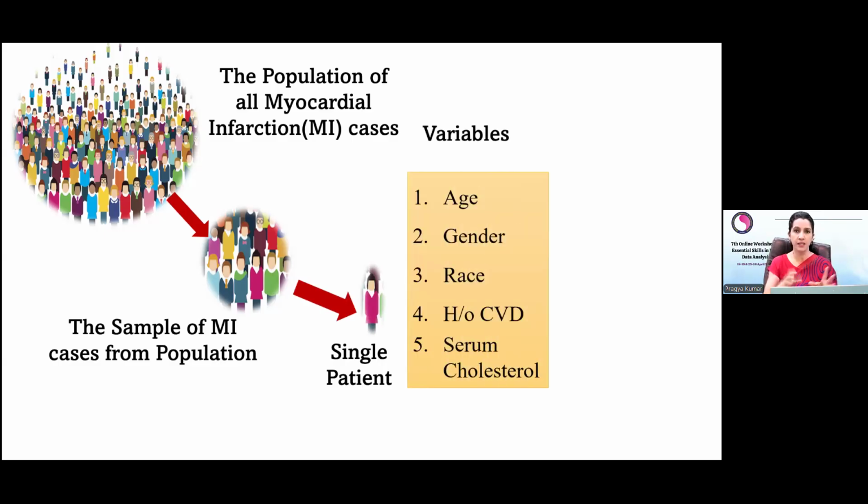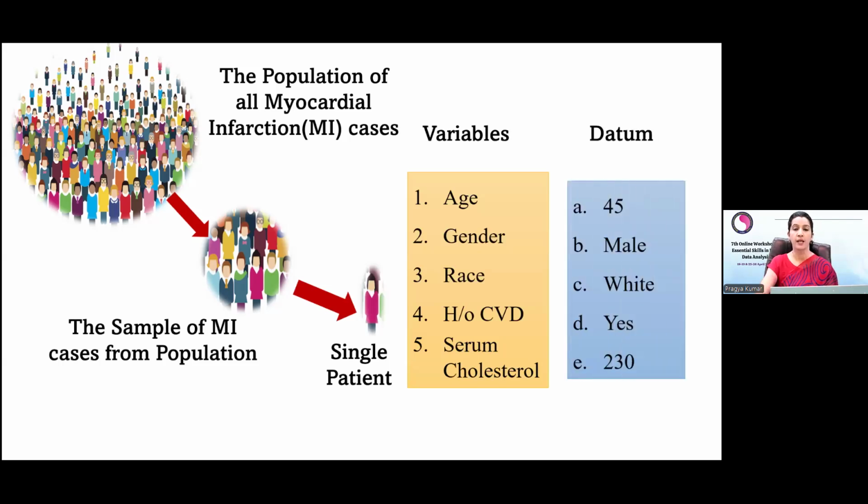This one person has got many variables. Let's say age, gender, probably race, any previous attack or history of cardiovascular disease, or serum cholesterol values. So this is known as a variable. And what is a datum? Datum is the singular of data. A datum is the individual value. So if I say this person is a 45-year-old white male, there is a history of cardiovascular disease, and the value of serum cholesterol is 230, this will be your single datum.